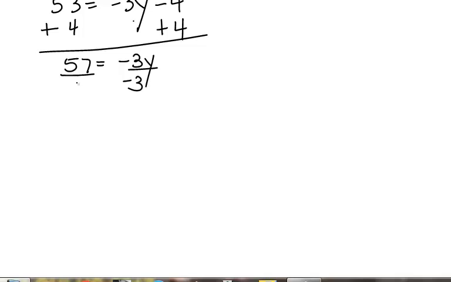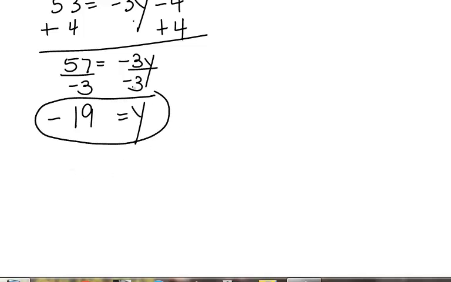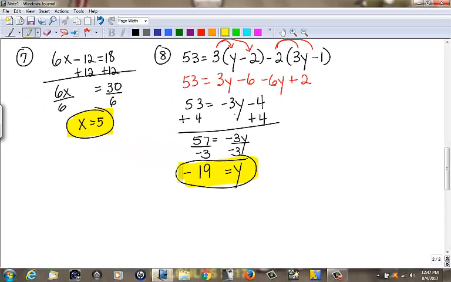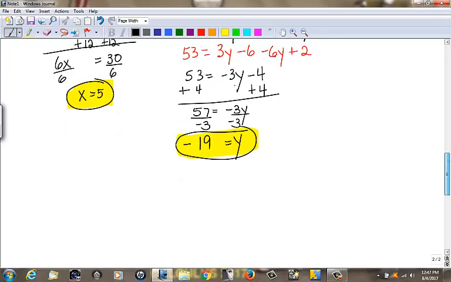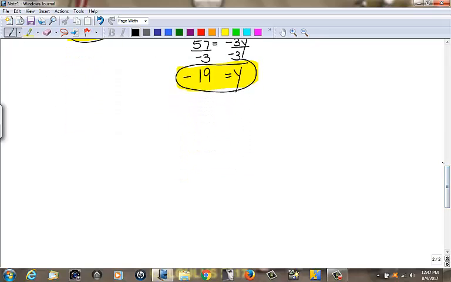Divide by a negative 3. And you have a positive divided by a negative would be a negative. And 57 divided by 3, 3 goes into 5 one time, and then 27 divided by 3 would be 9. So negative 19 should be your final answer. Okay, so that one's a multi-step equation where you have to use the distributive property, combine like terms, and then think inverse operations.